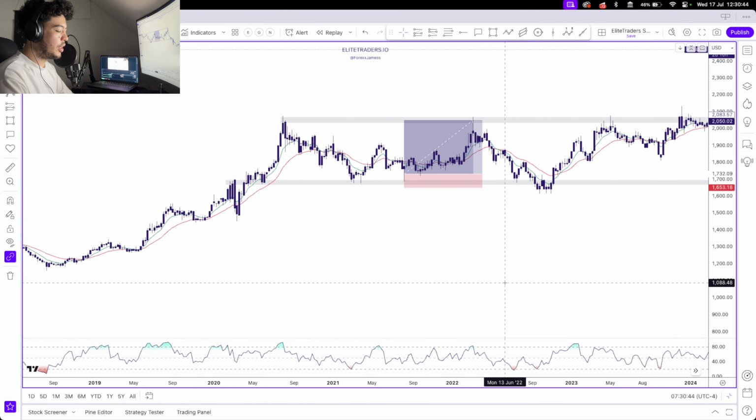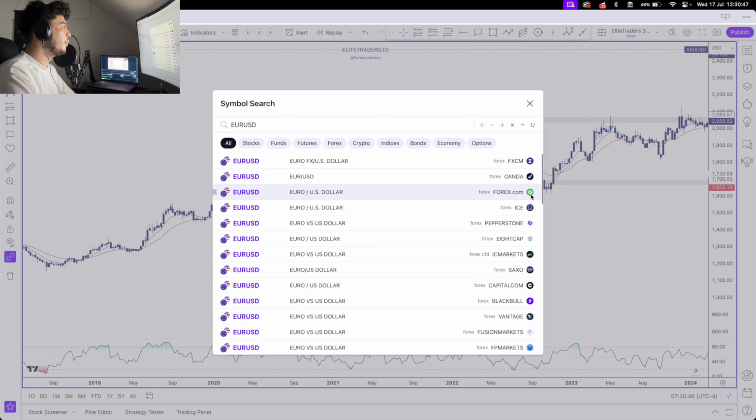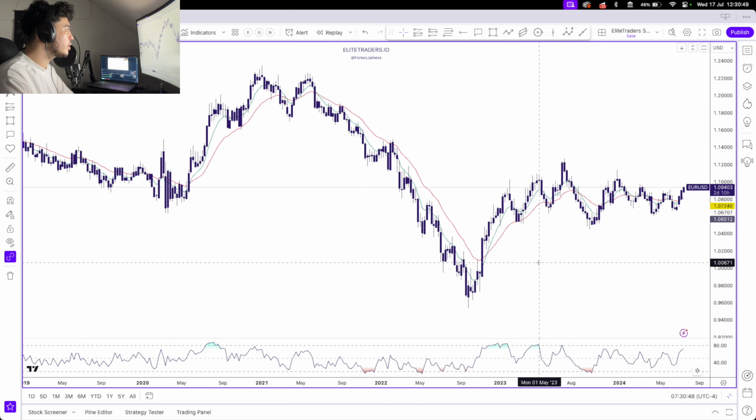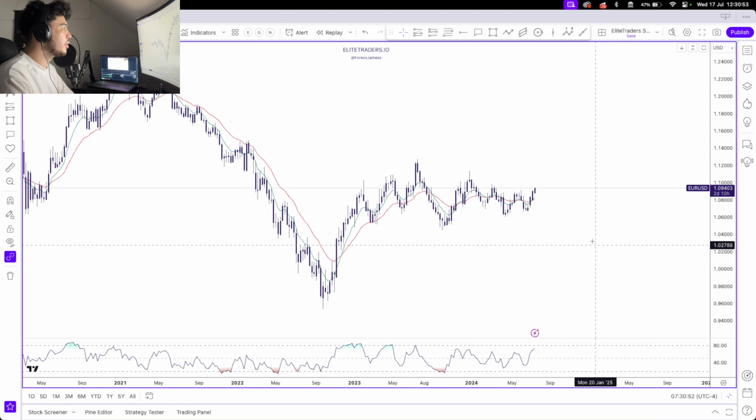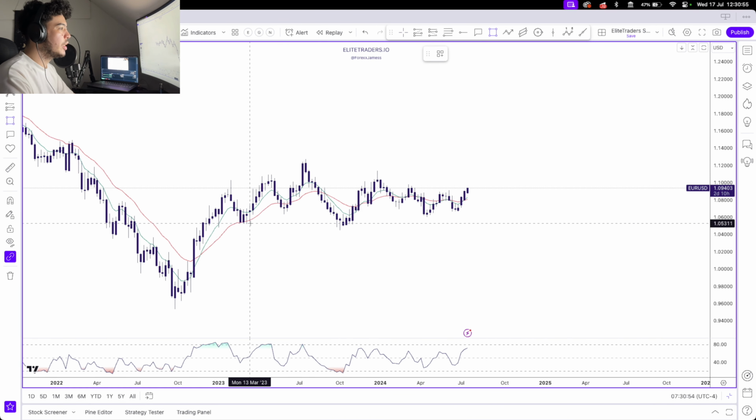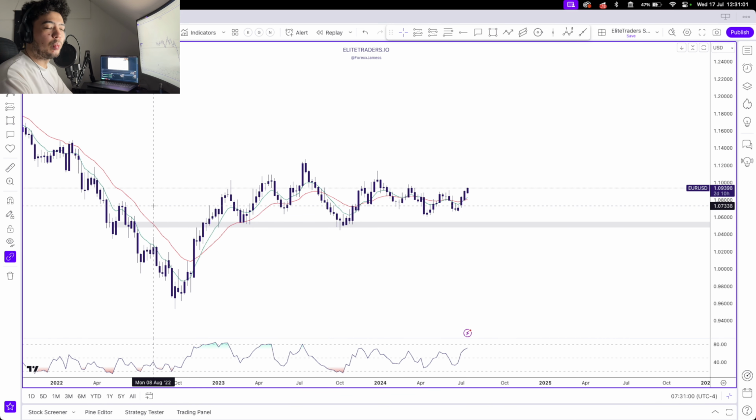Let's go on to a different pair. Let's go into euro dollar, for example. So let's just remove any drawings here. So again, we can see we've got level of support. Now, another little tip for you is the major G10 currencies will appear to have these levels more often.